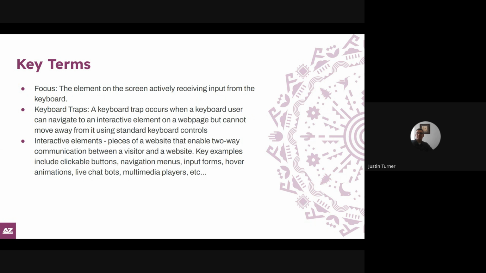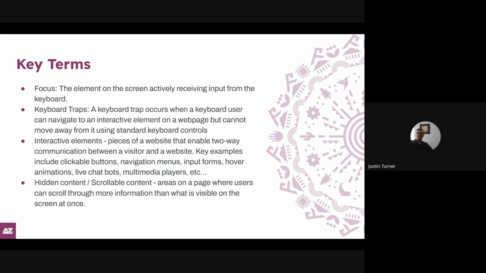So those are the things that we're going to be looking at on your website to make sure that a keyboard user can engage with that content and use that functionality. The other term we're going to talk about is hidden content or scrollable content. Hidden content is simply content that's on your website and is not normally visible to a sighted user without them first expanding out something or clicking a slider, something like that.